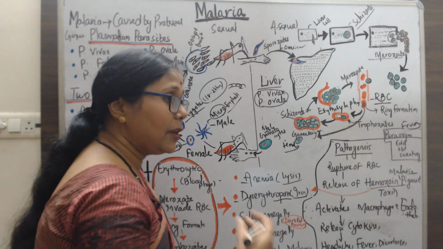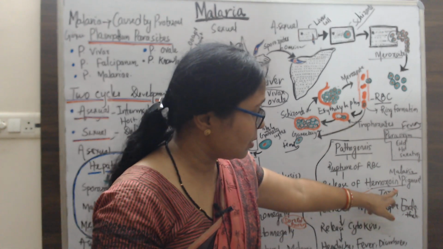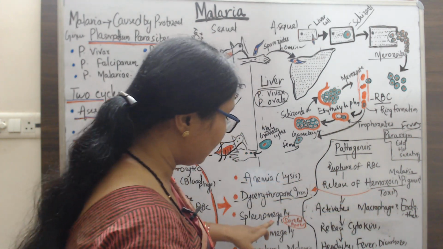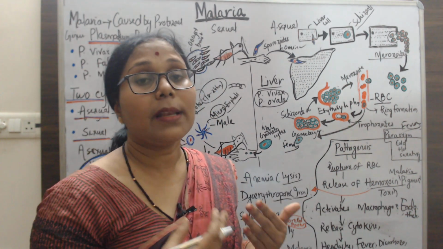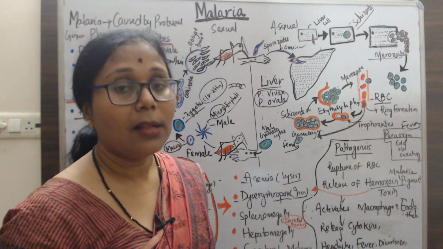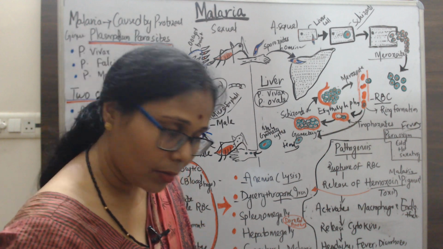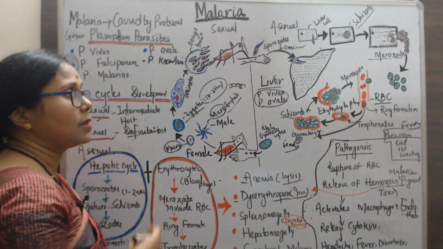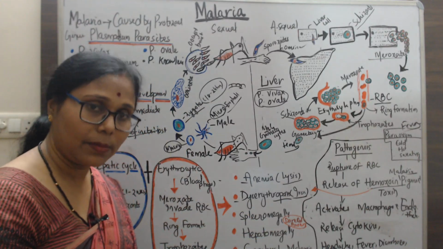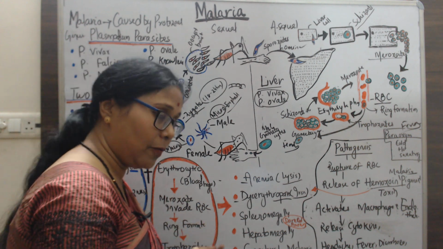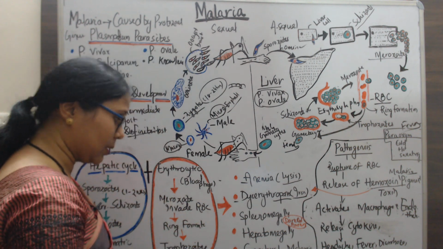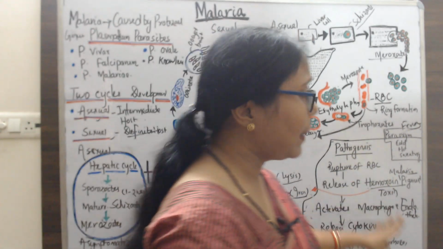And second, splenomegaly, because the hemozoin, the toxic pigment, is deposited in the spleen, and the color will be dark brown. That is splenomegaly, which also occurs. And hepatomegaly, because the sinusoid cells of the liver are also infected, so hepatomegaly also occurs. So this is the pathogenesis.